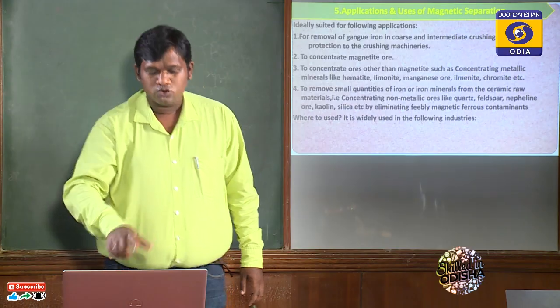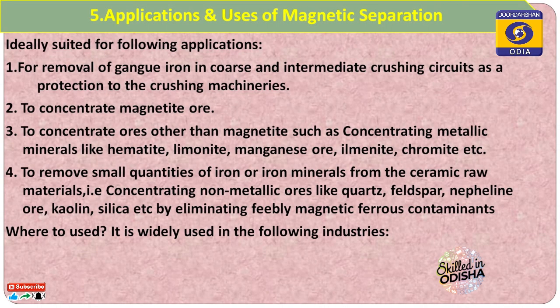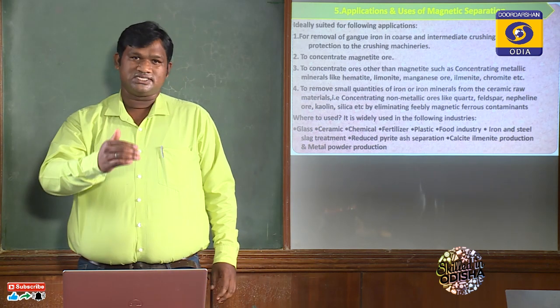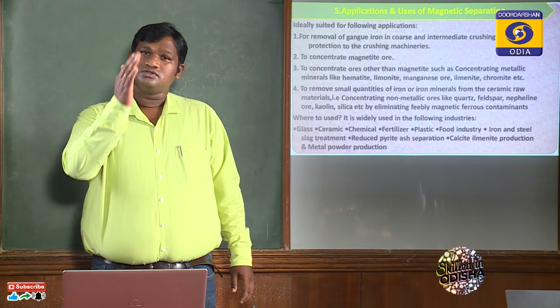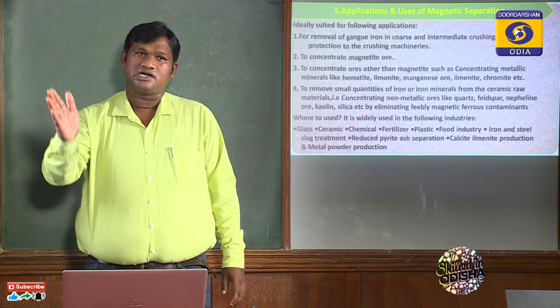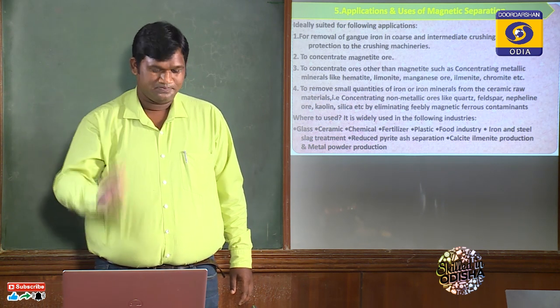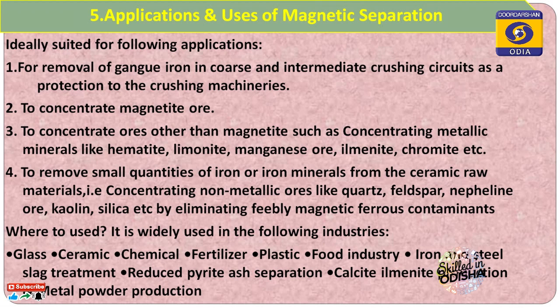Then where to use it? It is widely used in the following industries. In the industries we have discussed, we can use the magnetic separation method. First, the glass industry, we can use it in the ceramic industry, in the chemical industry, in the fertilizer industry, in plastic and the food industry.